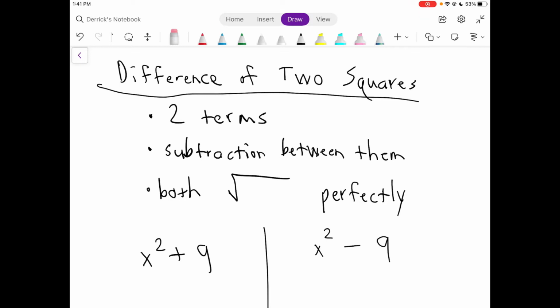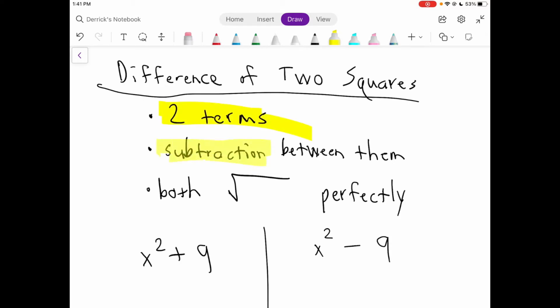You have to have two terms. There needs to be a difference, aka subtraction, between them, and they both need to square root perfectly, which is something that squared numbers can do. So difference of two squares: two terms, subtraction, square root perfectly. That's why we have that name.